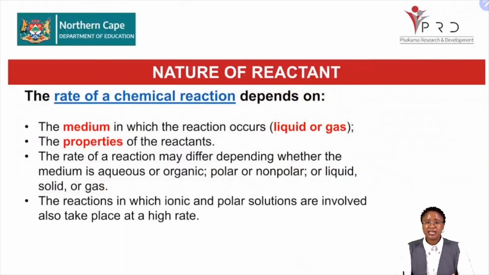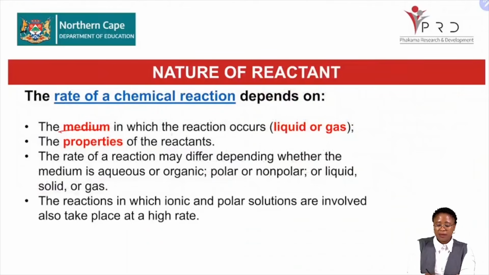And lastly, we said the nature of the reactant depends on whether that particular reactant is a solid, a liquid, or a gas. Is it polar? Is it non-polar? Is it ionic? Does it form bonds? Is it covalently bonded, or does it form ions? All of that depends on the nature of the reactants, and the nature of the reactants will then determine if the reaction is going to be faster or slower.